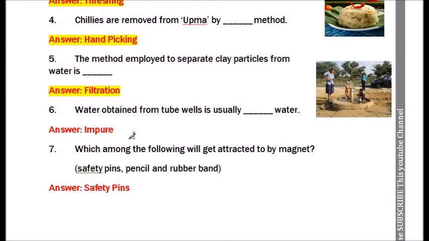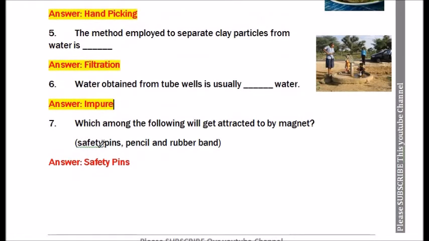Question number 6. Water obtained from tube wells is usually dash water. The answer is impure water.